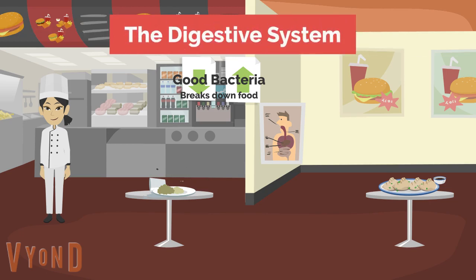Bacteria in the small intestine help break down food into the small molecules that the bloodstream can take to the cells. These bacteria also produce vitamins such as biotin and vitamin K. These vitamins guard against harmful bacteria.